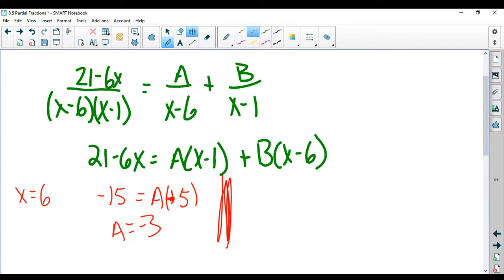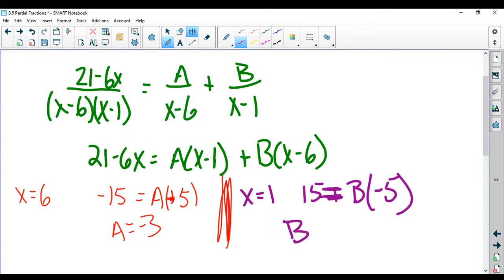We'll do it again, but this time we're going to let x be 1. So we'll be able to solve for B. On the left side, it's going to be 21 minus 6, which is 15. And 1 minus 6 on the right side would be B times a negative 5. So B also equals negative 3. Interesting.